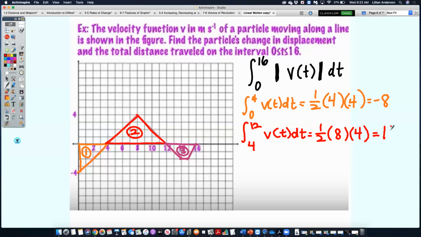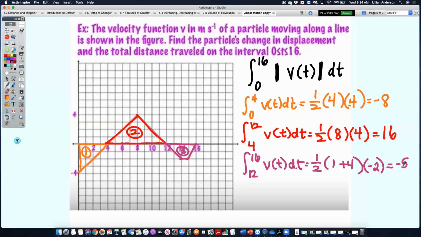And now for my last bit, which is the trapezoid, that's going to go from 12 to 16. Trapezoid formula is 1/2 (a plus b) times our height. A and B represent the bases of the trapezoid. Anyone, what are my base lengths? 1 and 4. And what's my height? -2. So then what's 1/2 of essentially 5 times -2?